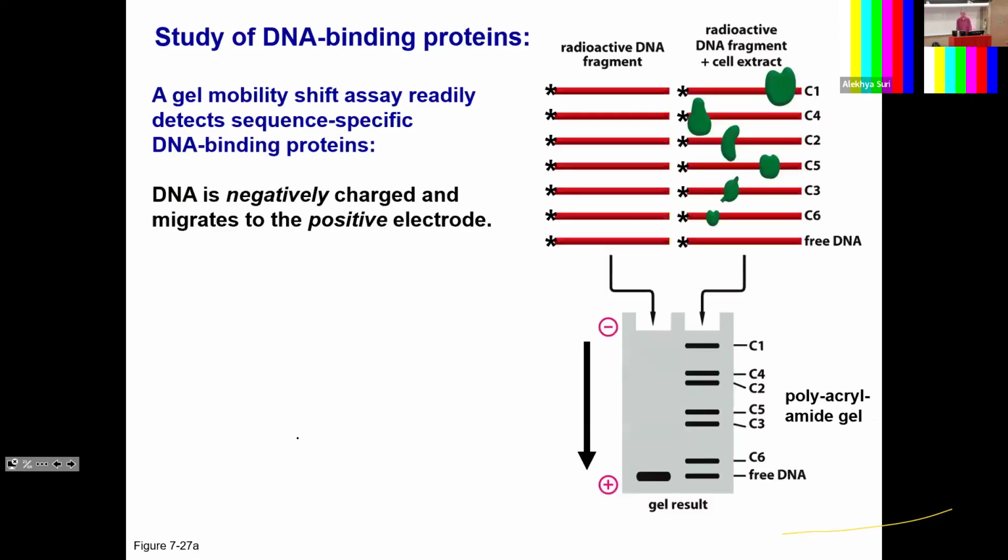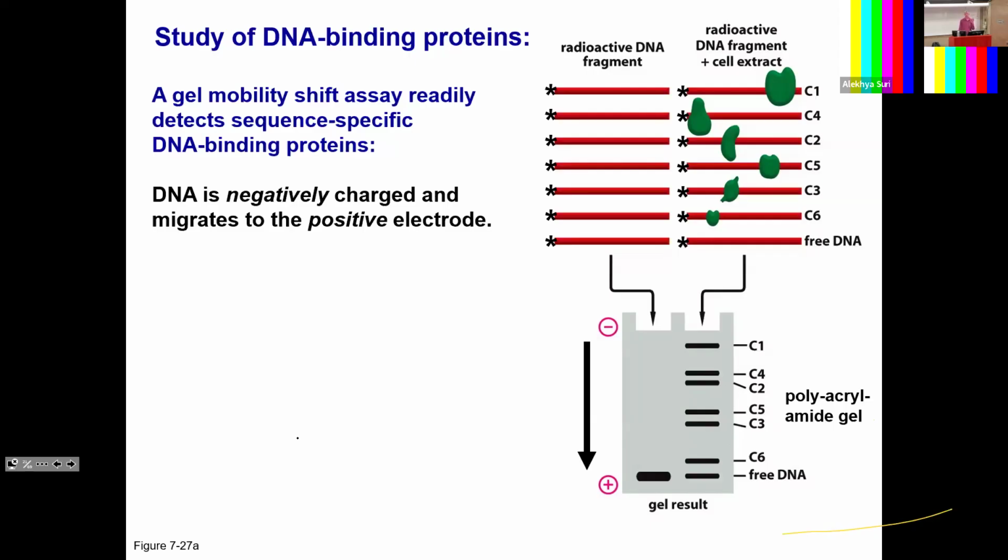One example would be seeing if a protein binds to a specific DNA fragment. It's called a gel mobility shift assay. And we use radioactive labeled DNA fragments here. These DNA fragments are very short, so they could be like 20, 30 nucleotides long. And there's a green asterisk on the left side.